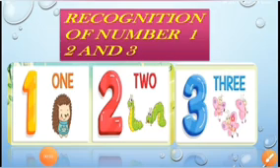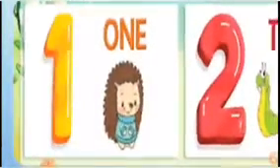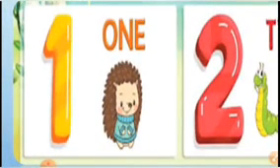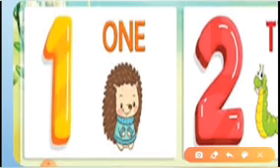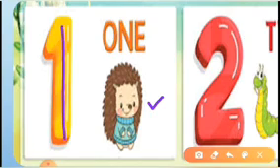Okay, my dear class, let's learn the recognition of number 1, 2 and 3. Now look, here is an animal. Can you tell me how many animals are here? This is only one animal. One. It is only one animal. So write here number one.